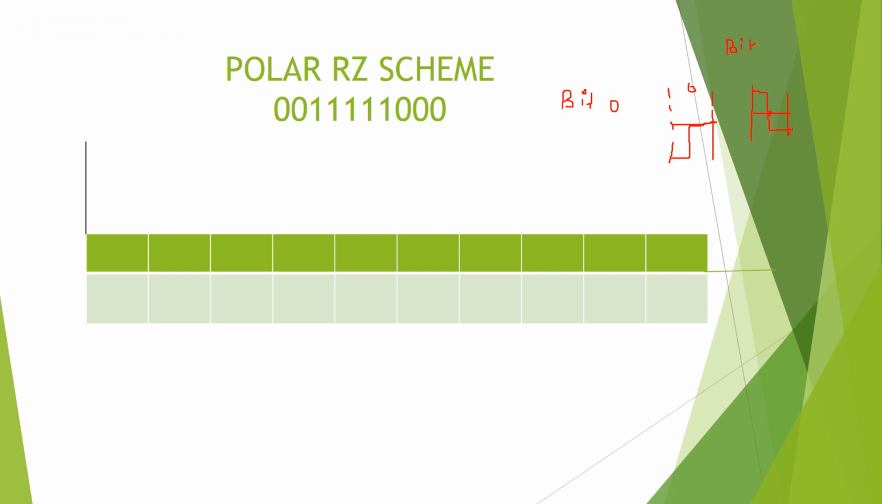So the x-axis is voltage and the y-axis, that is time t, and the given bit pattern is 0 0 1 1 1 1 1 0 0 and 0.